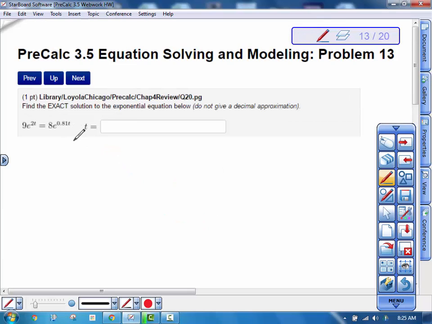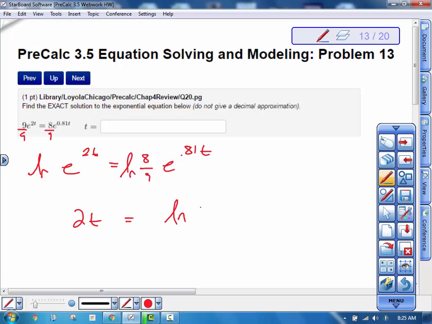Okay, the next problem gives us this. I'd probably divide both sides by 9, in which case I get e to the 2t equals 8 over 9, e to the 0.81t. And then I'll take the natural log of both sides, and that gives me 2t equals natural log of 8 over 9 e to the 0.81t. I could simplify this even a little bit more.